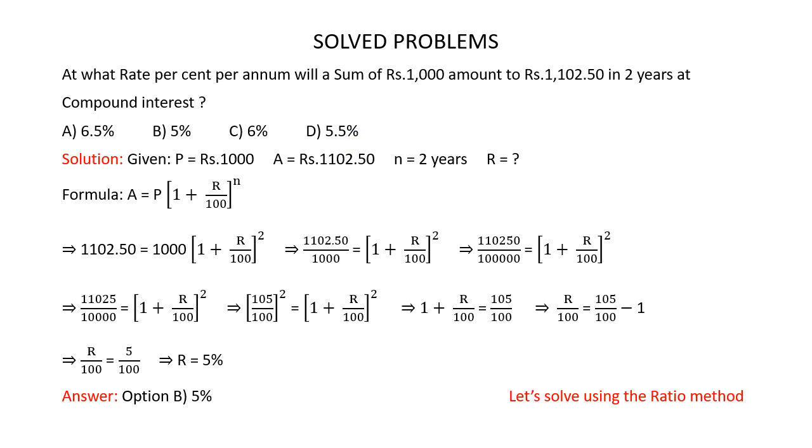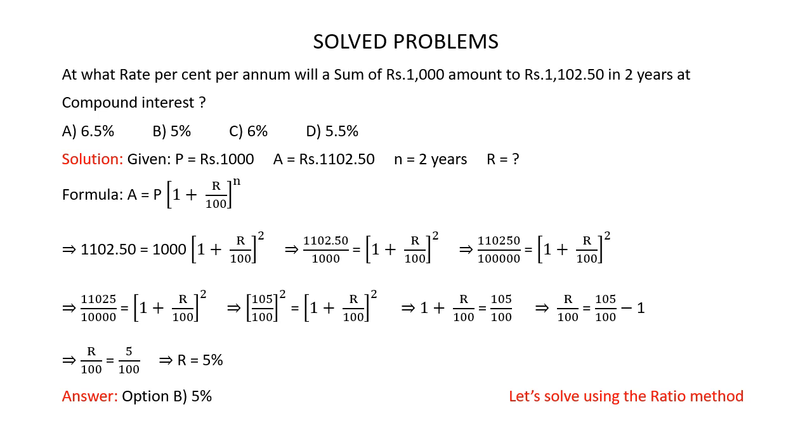Now let's solve this problem using the formula method. So here it's given that principal is rupees 1000, amount is rupees 1102.50, time is 2 years and we are asked to find the rate of interest. Now since nothing is mentioned specifically here in the problem, we have to assume that the interest is calculated annually.